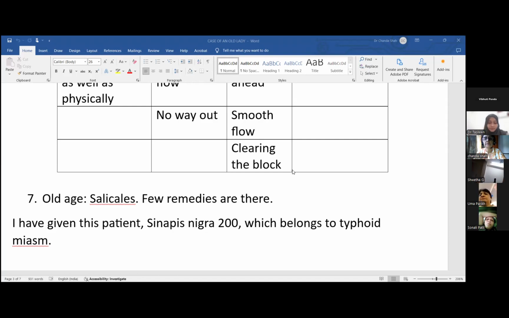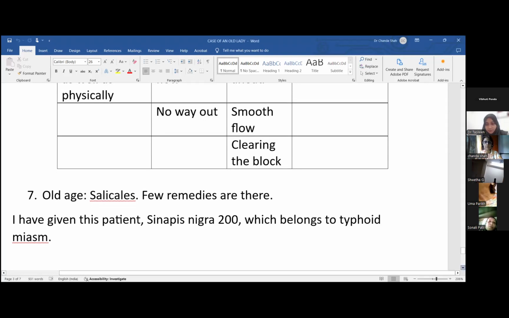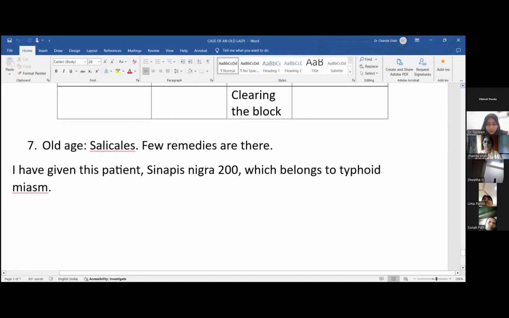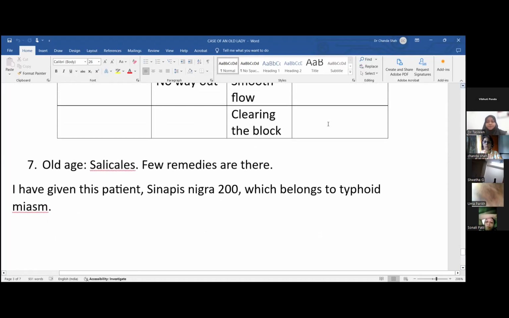Any questions? So when you do only for the family, it is subclass 4, and when you do a lot for the whole world, as leaders and all, then it is subclass 6.